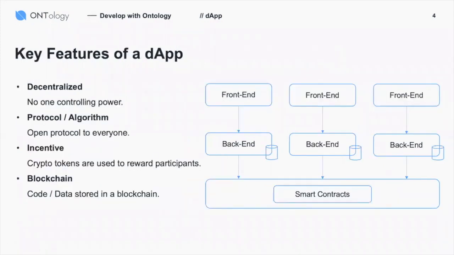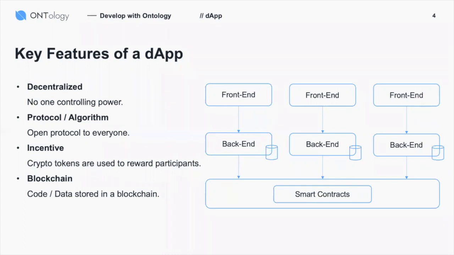So there are some key features of a DApp, which also differentiate it from current centralized applications, such as websites. First, and most important, it is a decentralized application. No one controls this application. It runs on the blockchain, so it belongs to all the developers of this DApp, and everyone can join the DApp development at any time, and can leave this ecosystem anytime.